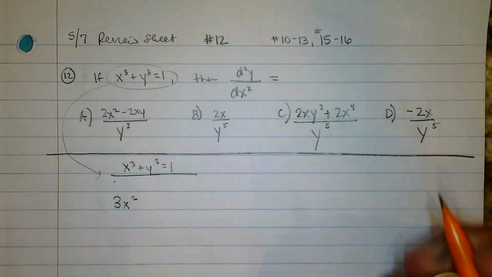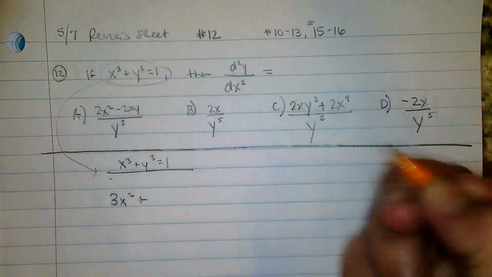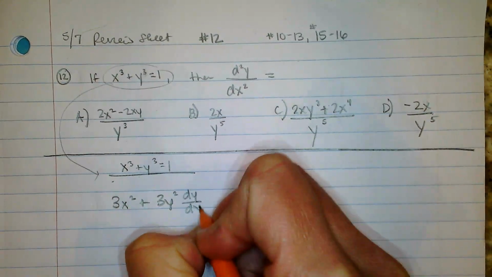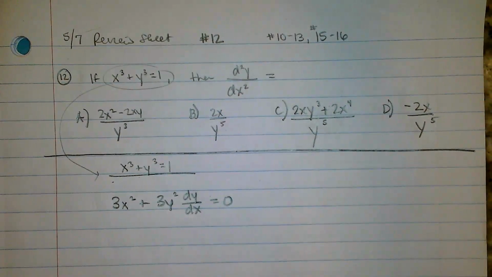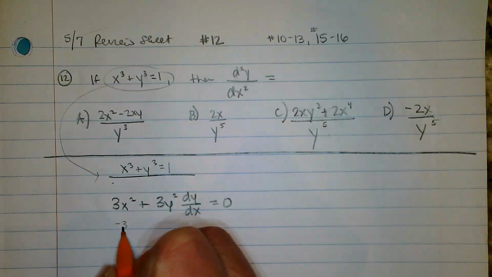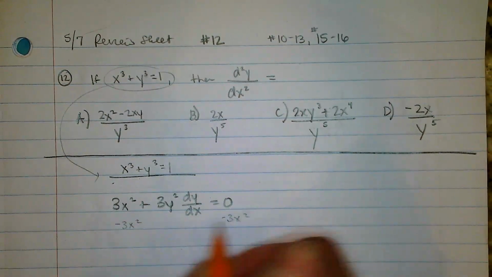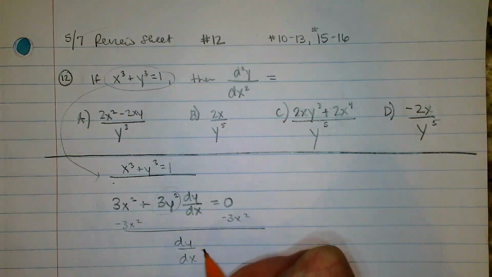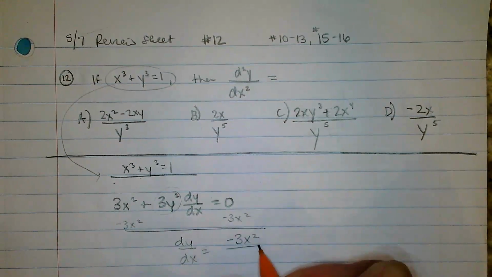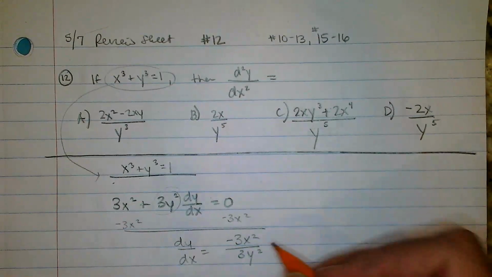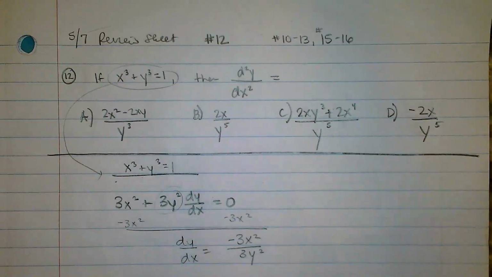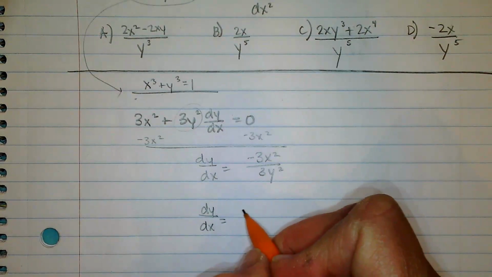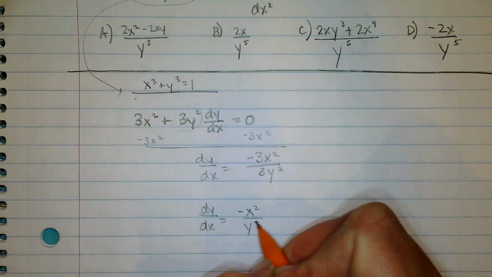3x squared dx, don't need it, plus 3y squared dy dx equals 0. So the first derivative is pretty straightforward. I'll subtract this over, and then I'll divide this over. So dy over dx will equal negative 3x squared divided by 3y squared. Dy dx will equal negative x squared over y squared.